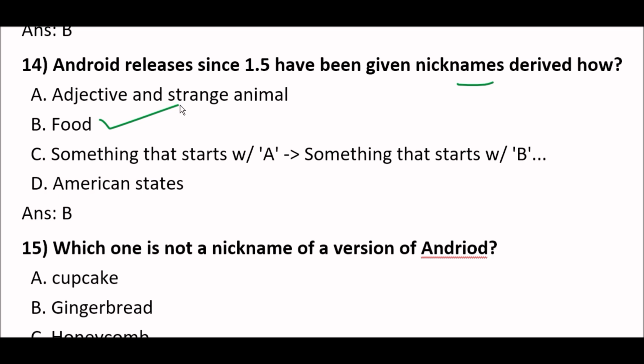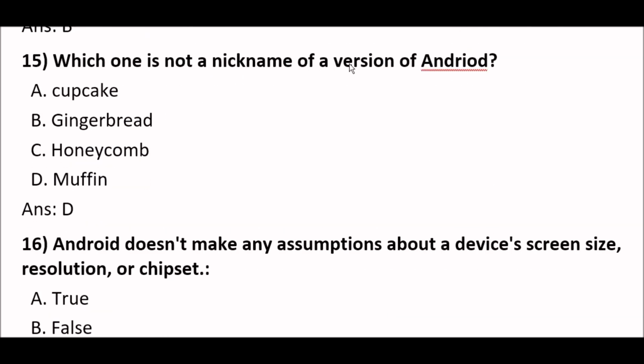Next question. Which one is not a nickname of a version of Android? Option A, cupcake. Option B, gingerbread. Option C, honeycomb. Option D, muffin. Right answer is option D, muffin. Because cupcake, gingerbread and honeycomb, these three are nicknames of versions of Android.